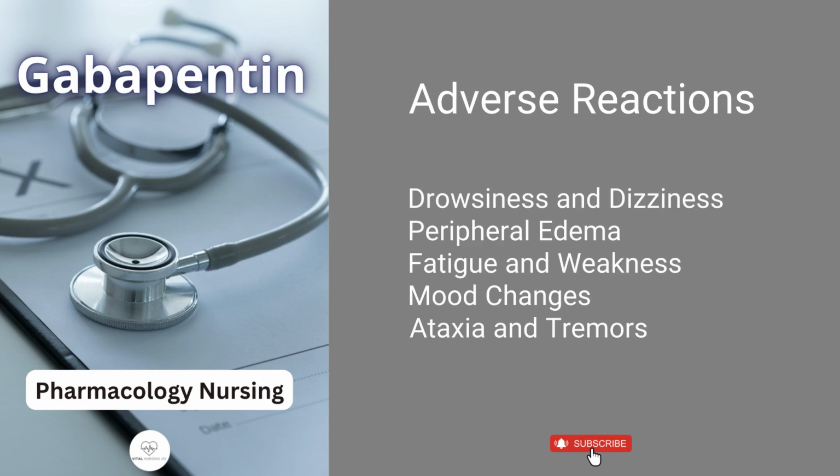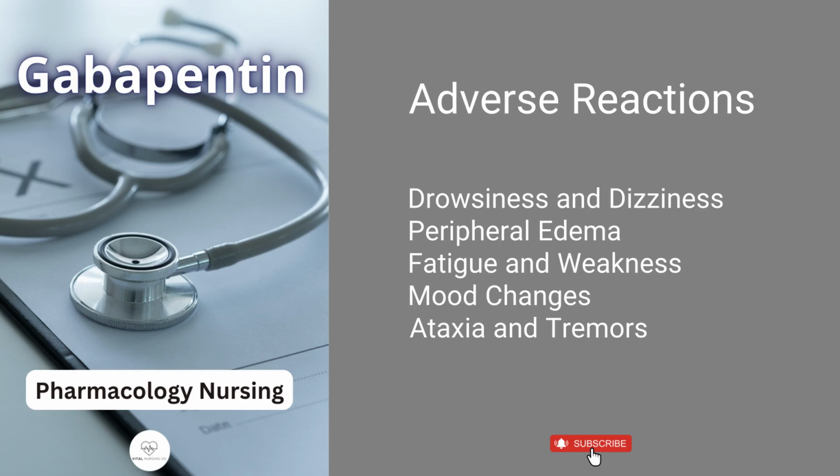Adverse reactions. Gabapentin is generally well tolerated, but potential side effects include drowsiness and dizziness, peripheral edema, fatigue and weakness, mood changes, and ataxia and tremors. Drowsiness and dizziness. These are the most common side effects, especially at the start of therapy. Peripheral edema. Swelling in the hands or feet may occur, particularly in older adults.